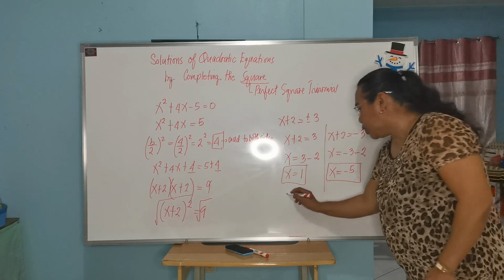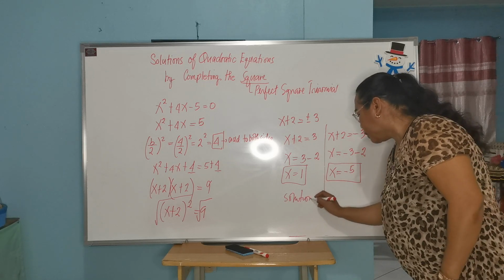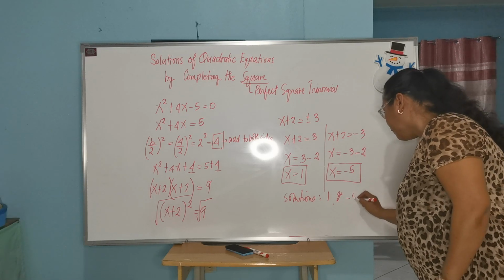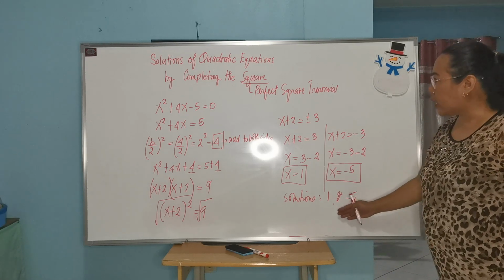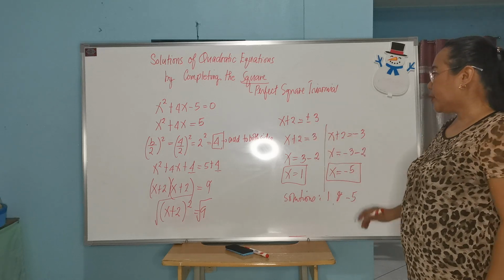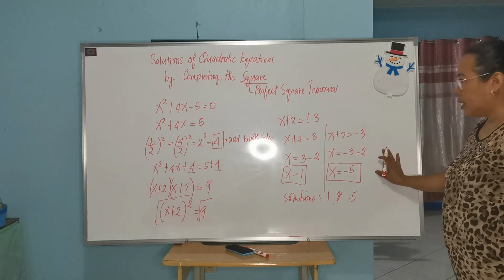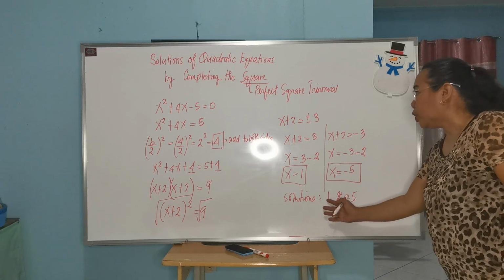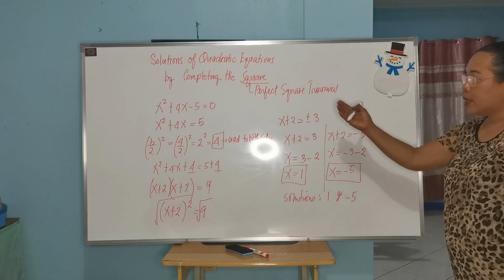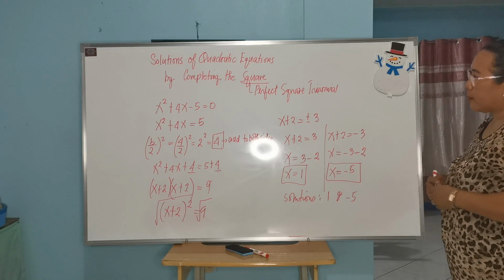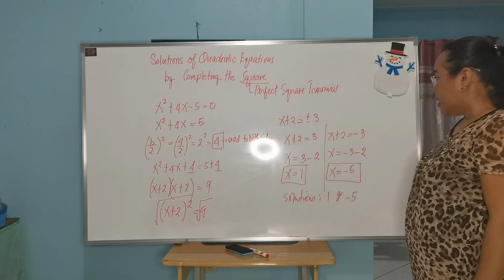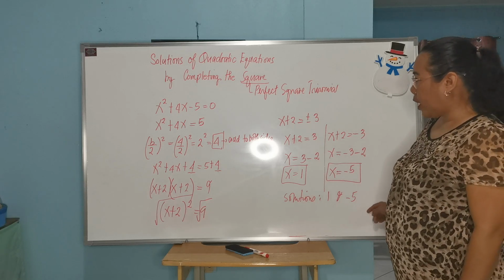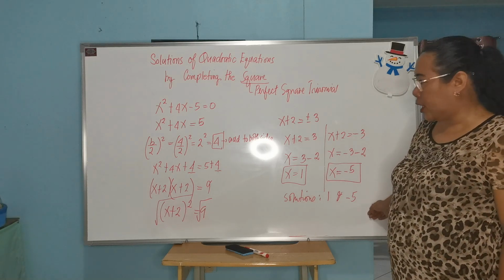Okay? So our solutions are positive 1 and negative 5. This would satisfy our equation x squared plus 4x minus 5 is equal to 0. If you want to counter check, simply substitute your 1 and your negative 5 respectively in our equation. So this is the first example in completing the square as a method in solving quadratic equations.